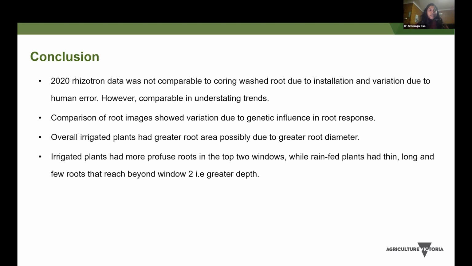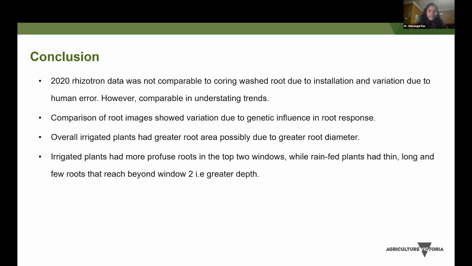So if you are adapting the software, one of my recommendations would be for whoever is tracing the roots to be very consistent, so it allows you to have more confidence in the data that you have, and that they understand the software properly as well. But in saying that, despite the difference, if you are looking at general trends, the general trends were comparable between what I found with washing and what I found with the image analysis from the root imager.